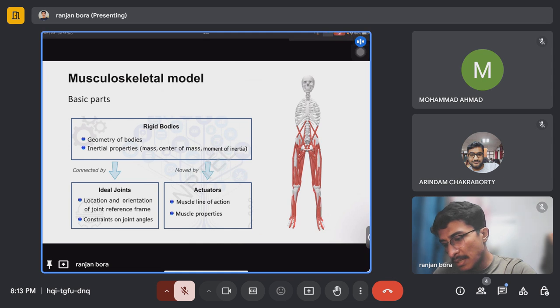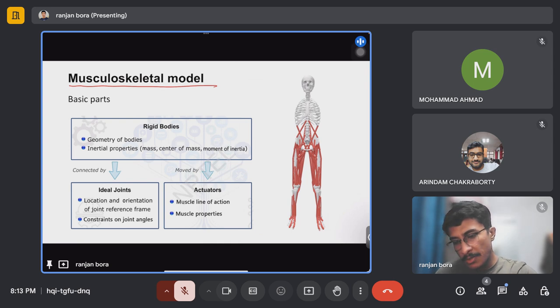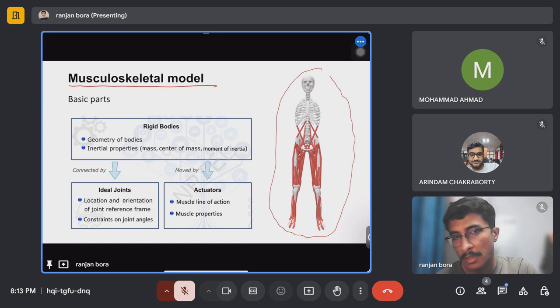Okay, so next is the musculoskeletal model. What is a musculoskeletal model? There are different software packages to develop a musculoskeletal model. This is a model from OpenSim software, and that software is mainly used for research purposes involving different biomechanics. Using that software, we can find out the joint reaction force and the muscle forces produced at different time instances of our gait cycle.